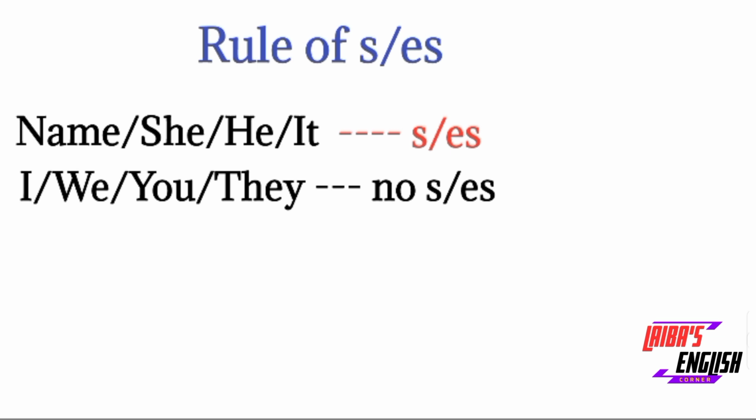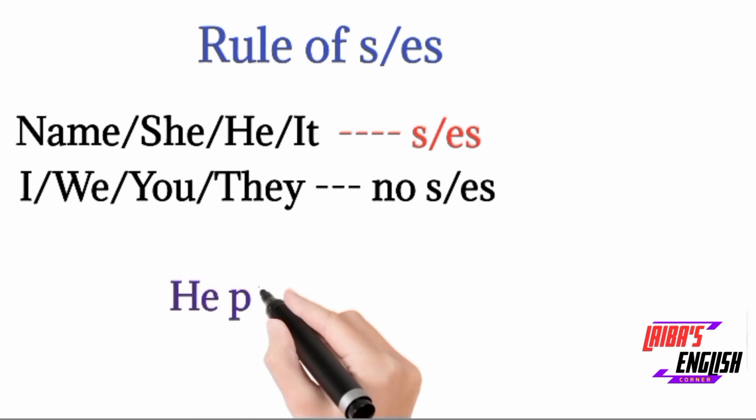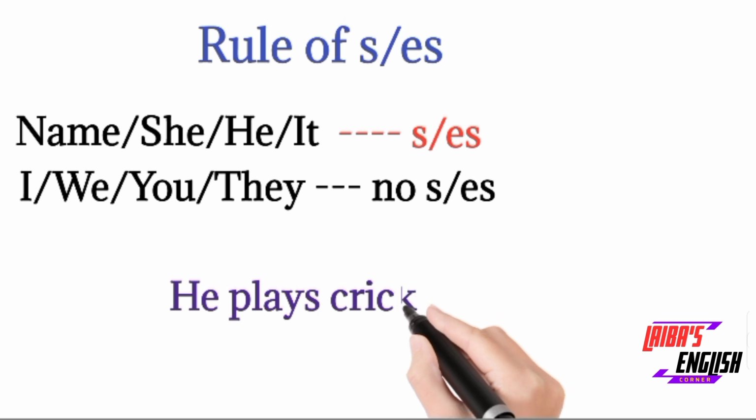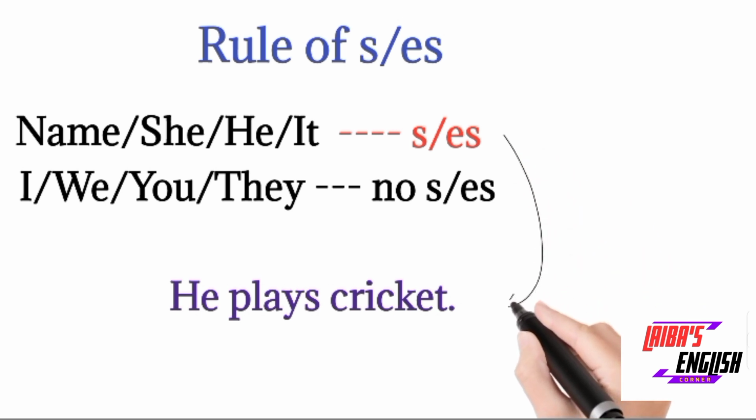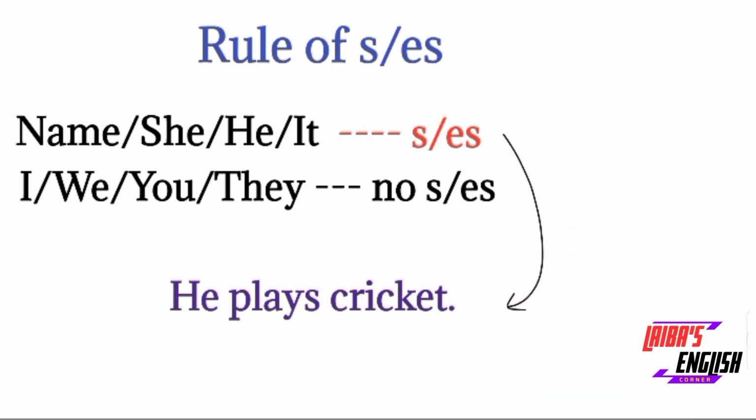For example, he plays cricket. As I already told you, whenever there will be he, she, it or a name in a sentence as a subject, we will use s and es. So we are using s and es. But why s? Play is singular, so we are using s. So the sentence will be he plays cricket.